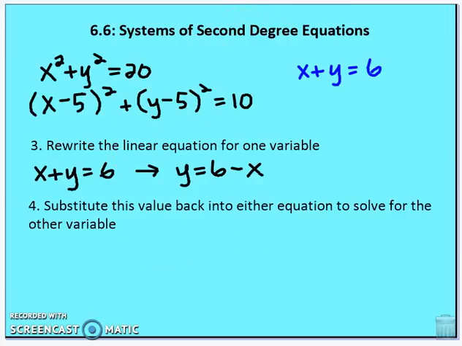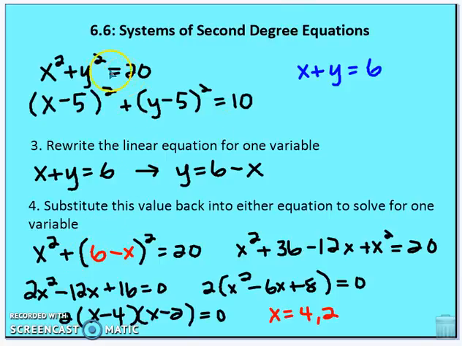We write it as a linear equation: y is equal to 6 minus x. I'm going to substitute this value back into the first equation for y. x squared plus (6 minus x) squared is equal to 20. I'm going to then expand the binomial, combine like terms, and factor out the common factor. I'm left with a quadratic, which I can factor into (x minus 4) and (x minus 2). I have two solutions, 4 and 2.